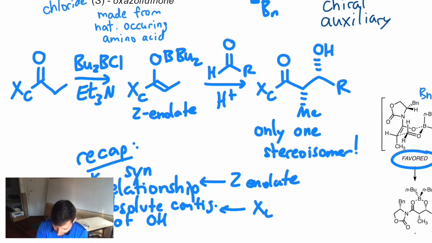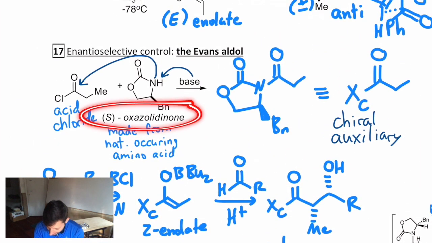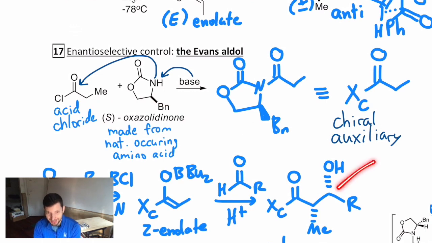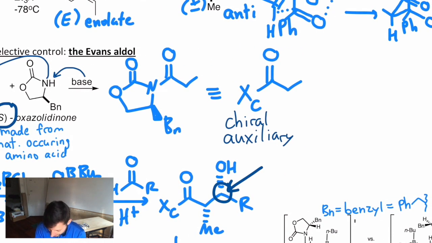You go back to the beginning, this was the S-oxazolidinone. What if I want the other stereochemistry at that OH group? I'll switch this to R, and that's the whole point. In fact, let's circle that with a different color. The S-oxazolidinone is what turns into that stereochemistry right there. Want to change this? You switch the stereochemistry of that oxazolidinone.